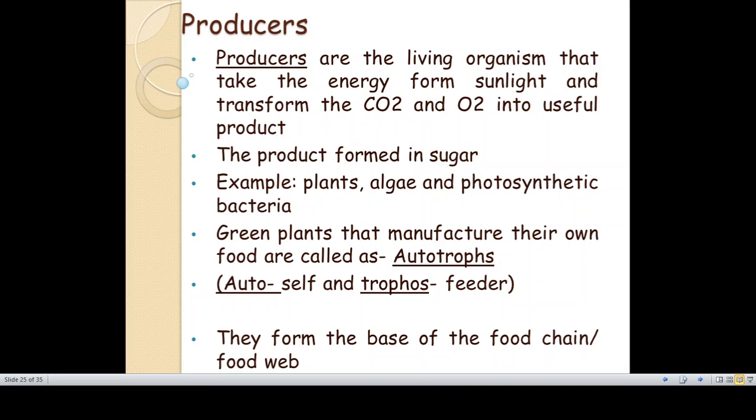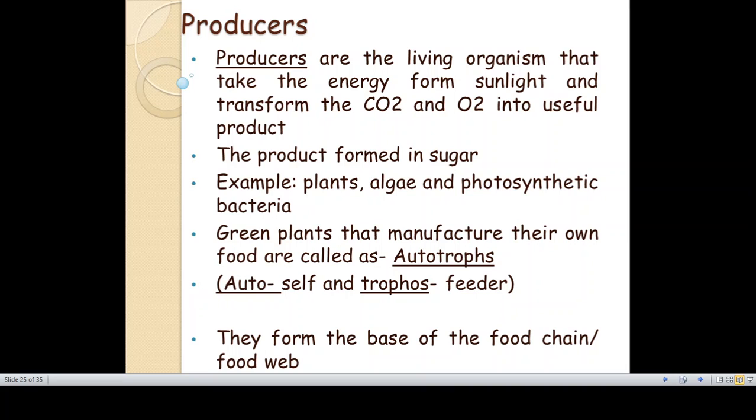So it becomes important that a producer is a kind of living organism, that is, it may be a plant, algae or photosynthetic bacteria. In short, they are the organisms which have chlorophyll content, that is green pigment, and which can manufacture their own food. So producers have the capability of producing their own food. That means they generate their own food, maybe by a division process, maybe by a combination process.